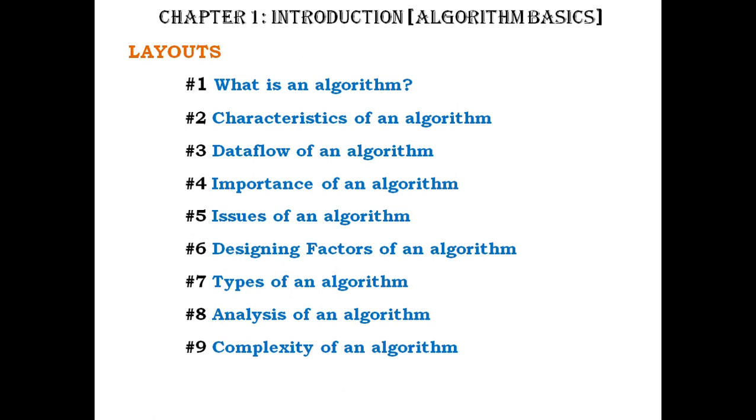First one, what is an algorithm? Second one, characteristics of an algorithm. Third one, data flow of an algorithm. Fourth one, importance of an algorithm. Fifth one, issues of an algorithm. Sixth one, designing factors of an algorithm. Seventh one, types of an algorithm. Eighth one, analysis of an algorithm. Ninth one, complexity of an algorithm.